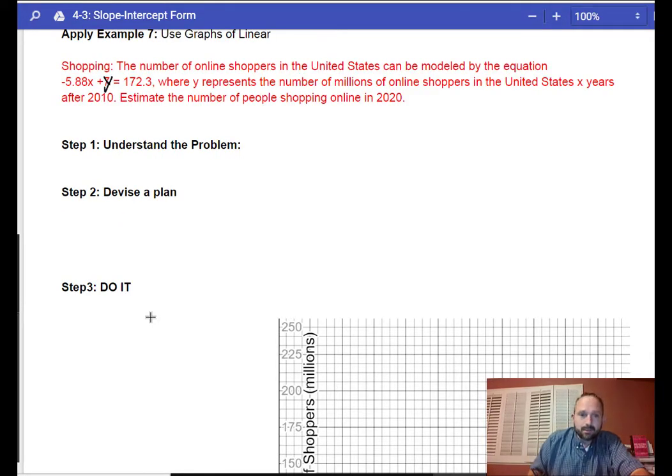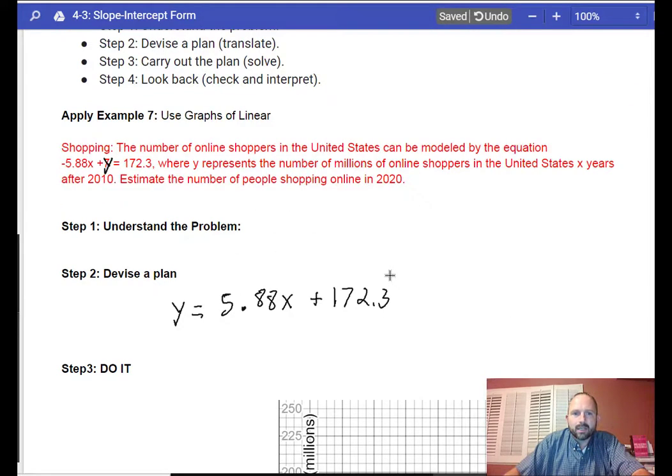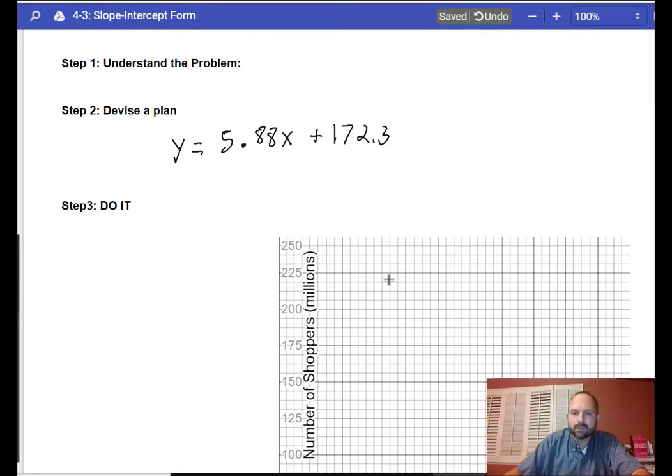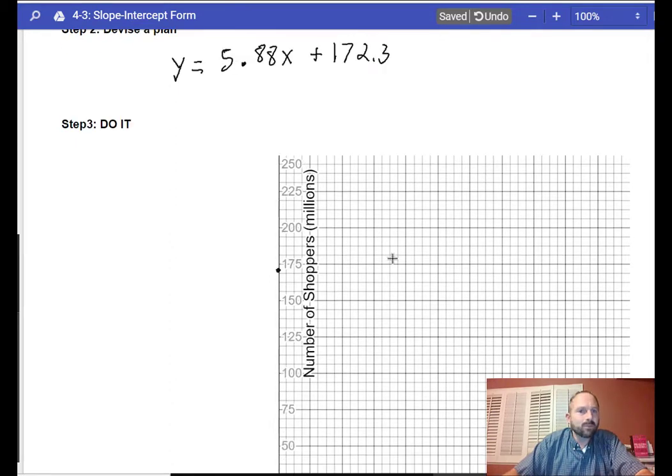So I understand that if I can convert this into slope-intercept form. If I convert it, I would add 5.88x to both sides. And then I have this plus 172.3. Okay, well, let's do it. So I know at 172.3, it should be right about here. Now, I hate estimating using graphs because it's not going to be accurate. So I wouldn't want to do it, but we kind of have to.